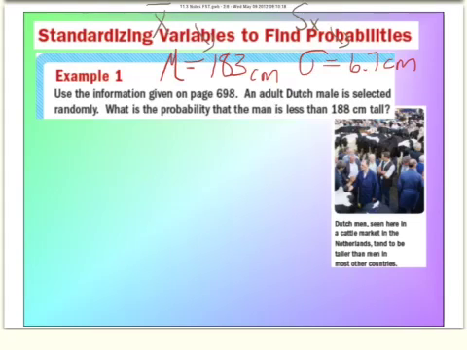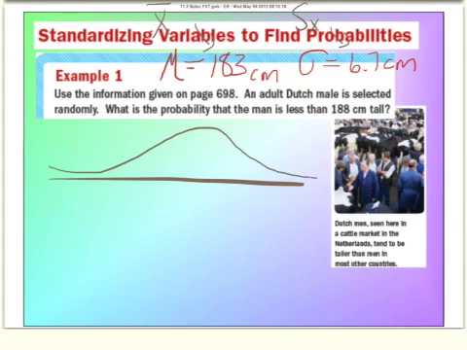So it says here, an adult Dutch male is selected randomly. What is the probability the man is less than 188 centimeters tall? Now, we need to make the assumption that the heights of Dutch men are standard normal distribution. So if you were to gather all the data about a group of men from the Netherlands, you would see that their heights create the standard normal curve. So sketch a quick curve.